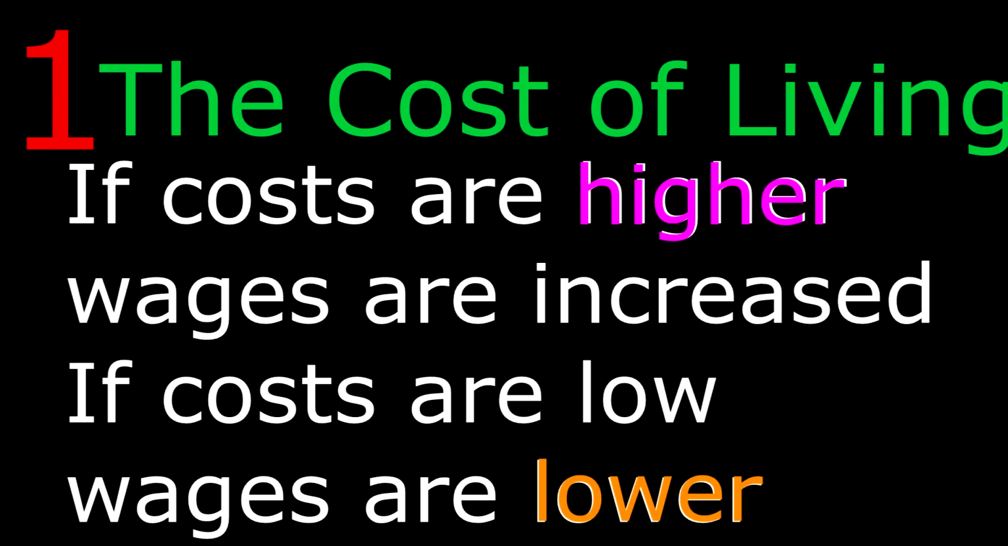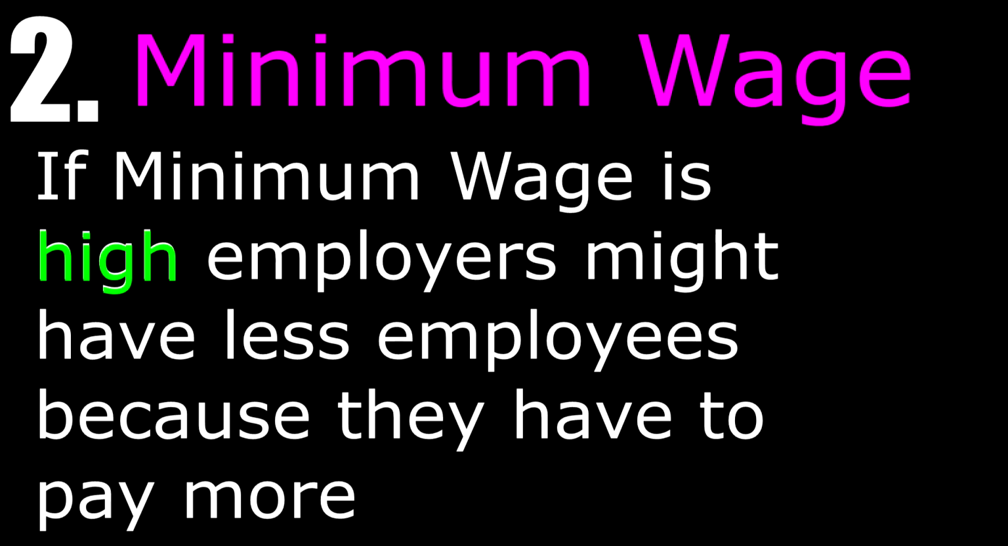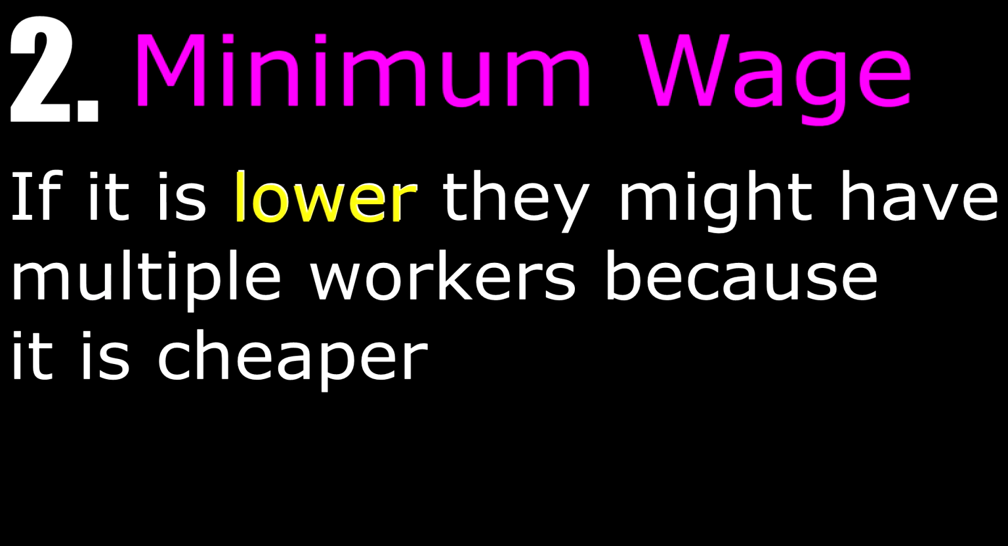One, cost of living. If living expenses are expensive, wages need to be increased so that workers can make quote-unquote enough. If living is cheap, wages will be lowered. This is better known as inflation. Minimum wage is the second factor. If minimum wage is high, employers might have fewer employees because they have to pay more. If it is lower, they might have multiple workers because it's cheaper.